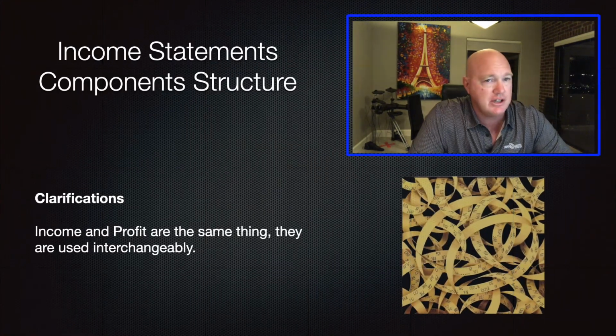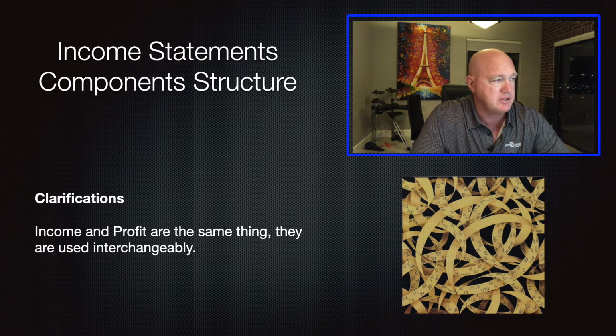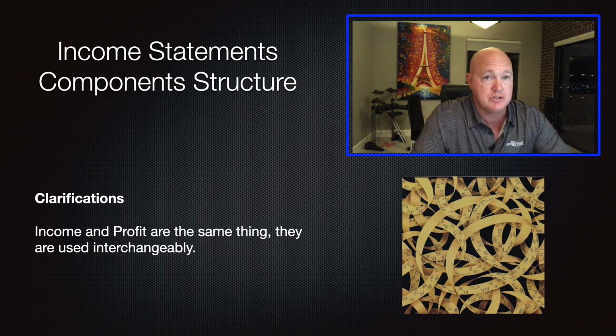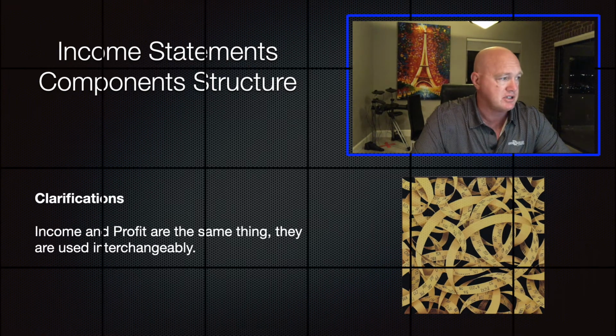So some clarifications for these definitions before we go forward, because people will get caught up and confused by some of these things, especially if English isn't your native language. For the purposes of accounting and for the purposes of what we're talking about, income and profit are the same thing. They're used interchangeably. So an income statement and a profit and loss are the same thing, and a company's income for a period of time and its profit for a period of time are the exact same thing. So whenever you see income or profit, those two words mean the same thing.